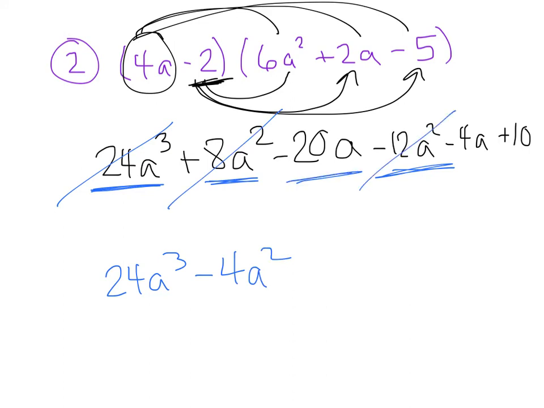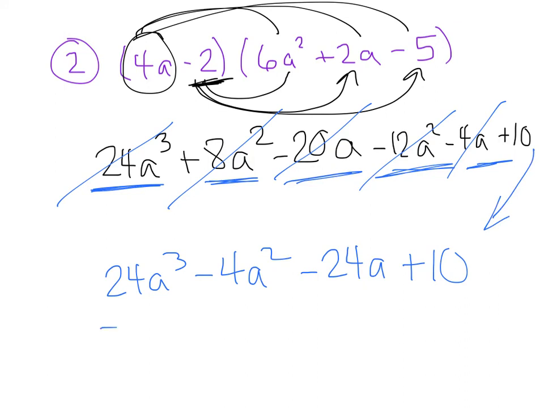Now we're going to do our a term. So I have a minus 20 and a minus 4. So negative 20 minus 4 is going to be a negative 24a. So I'm done with my a terms. And now we just have a plus 10 left. So we just bring him down to our answer. So here's our answer for this one.